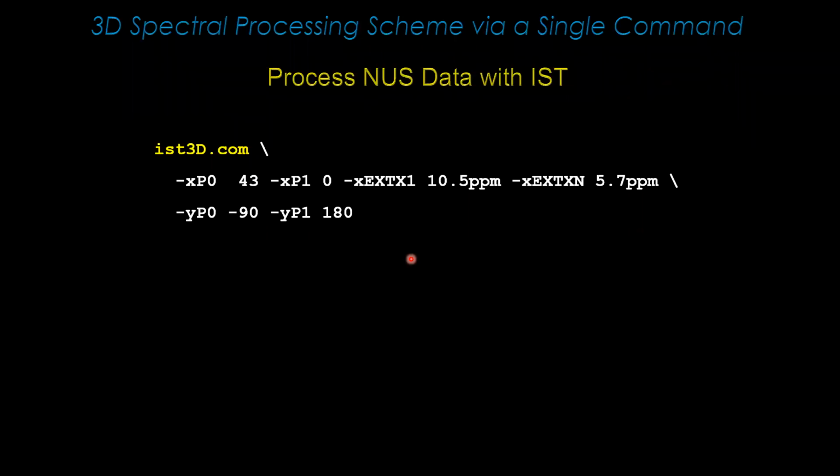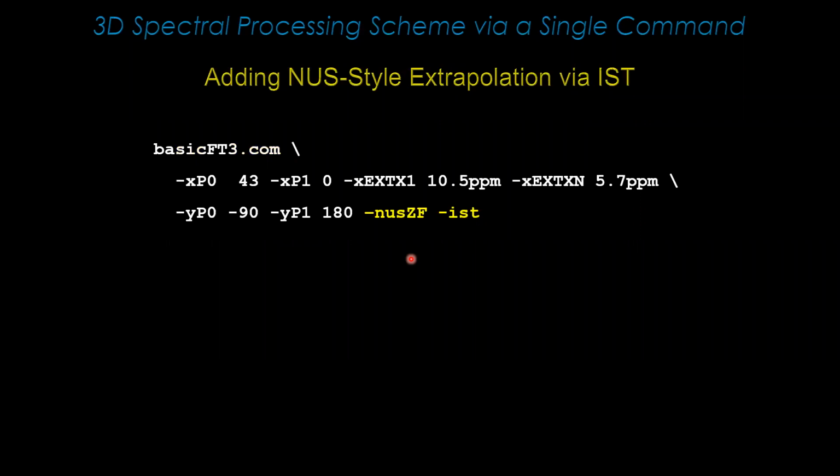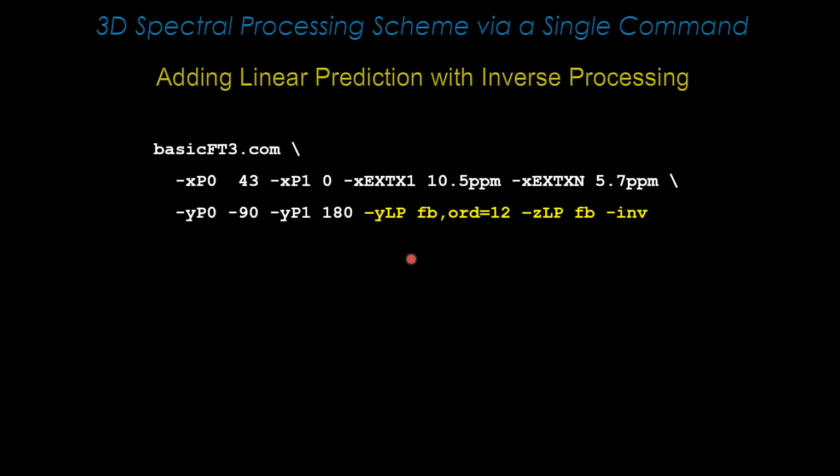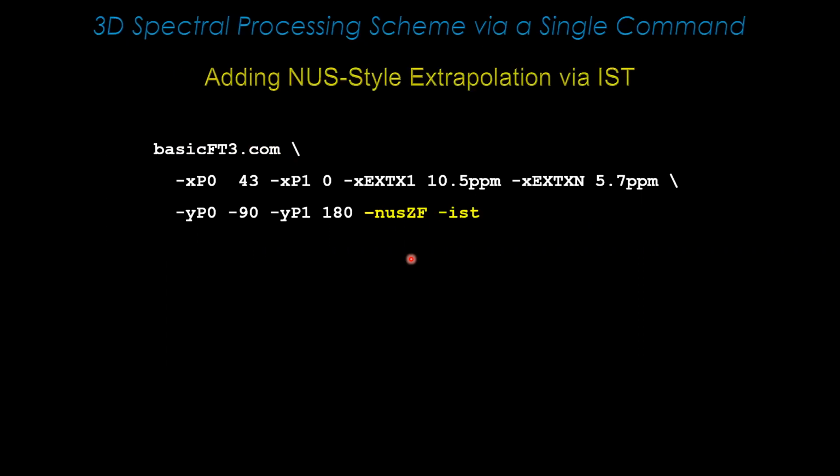And so to make this easy, we added additional scripts that use the same kinds of arguments as the Fourier transform scripts. So if I have NUS data, I can process it with a regular Fourier transform command like this.